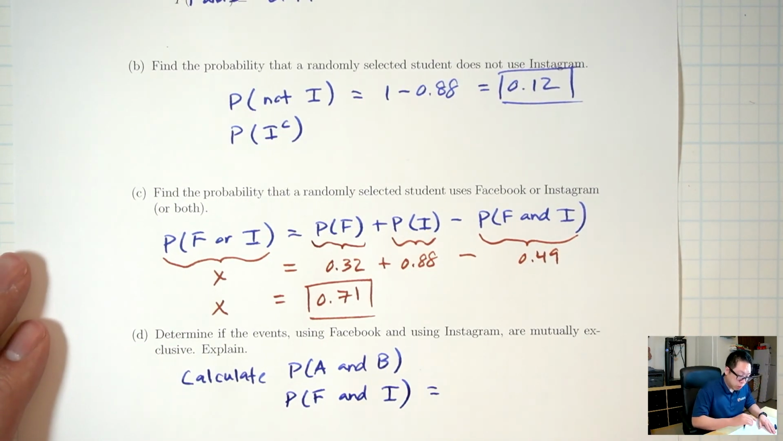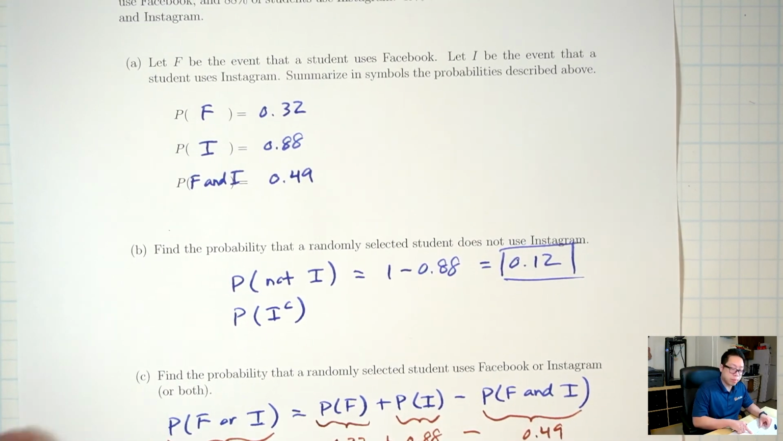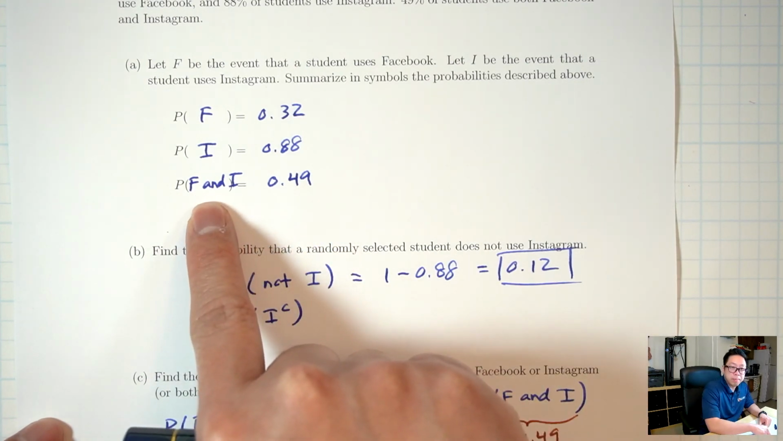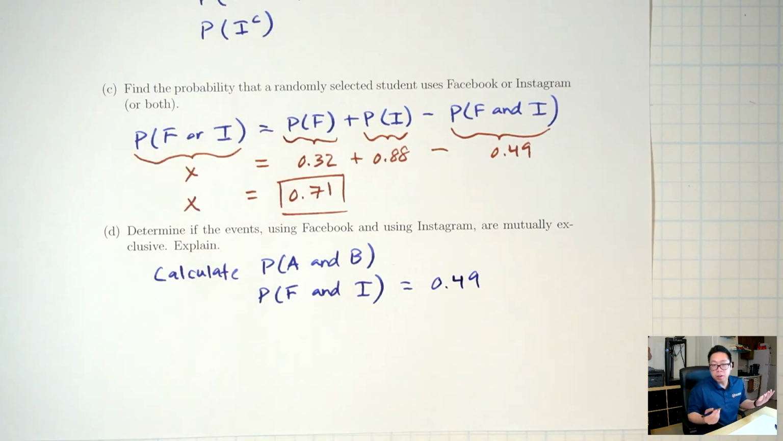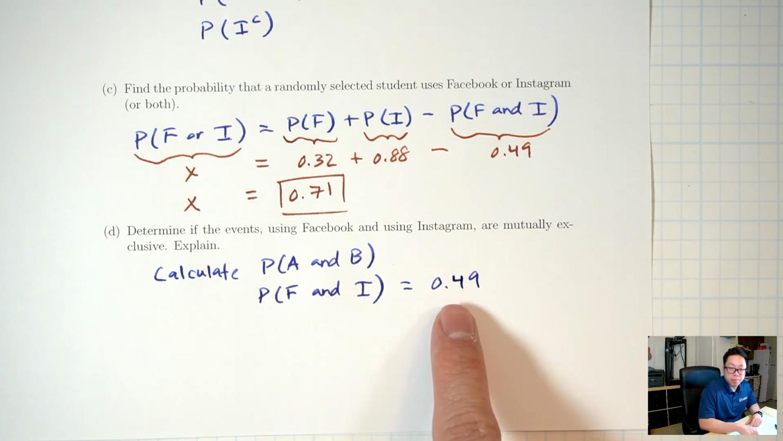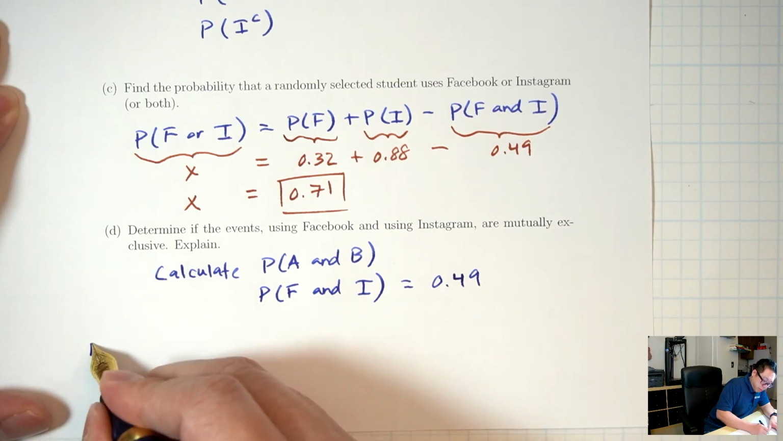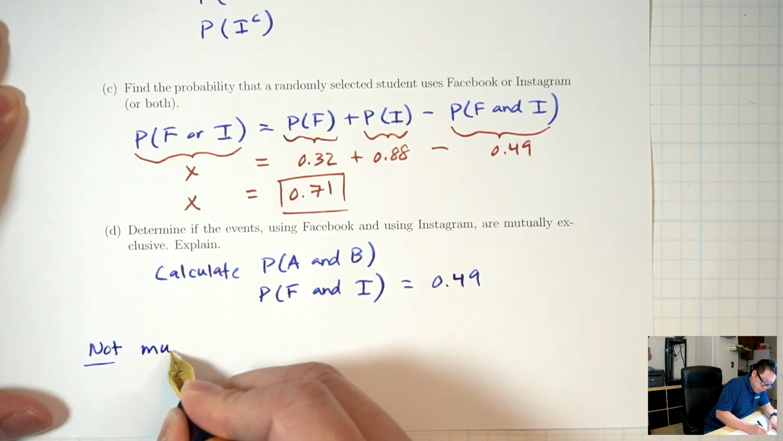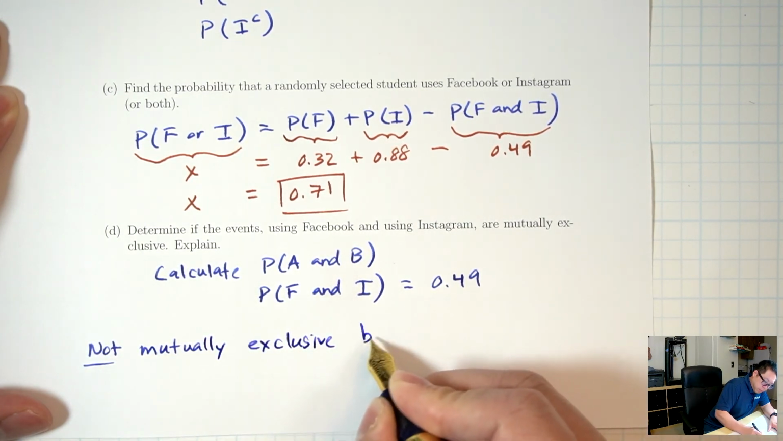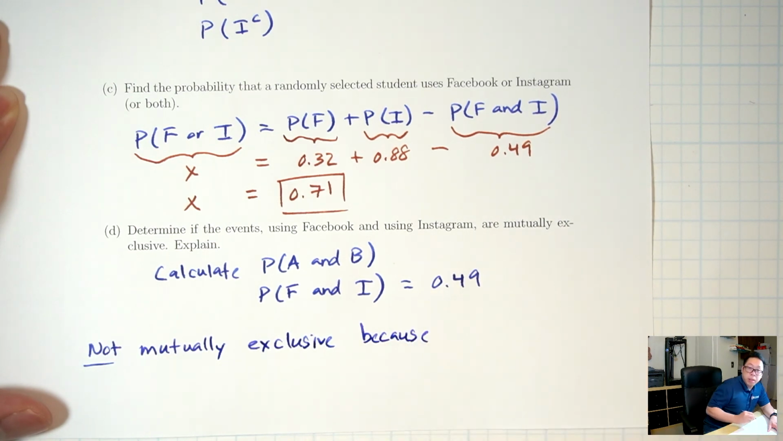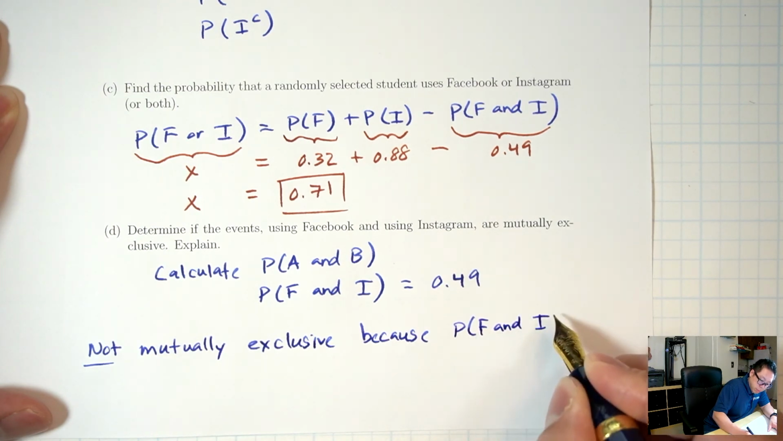If we look carefully, we already know what F and I is. It's somewhere above. F and I, it's 0.49. And then the conclusion. Is it 0 or not? 0.49 is definitely not 0, so this is not mutually exclusive. Because when we checked F and I, it was not 0.